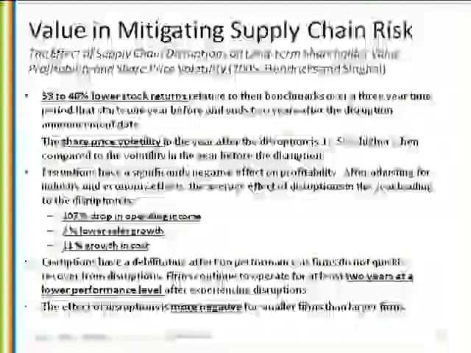Now, I know there's a lot of text here, and what we tried to do is bold and underline a couple of the key points that I think really highlight the need and the evidence that this is something organizations really need to pay attention to. In the first bullet, we see 33 to 40% lower stock returns over a 3-year time period that starts before the disruption.